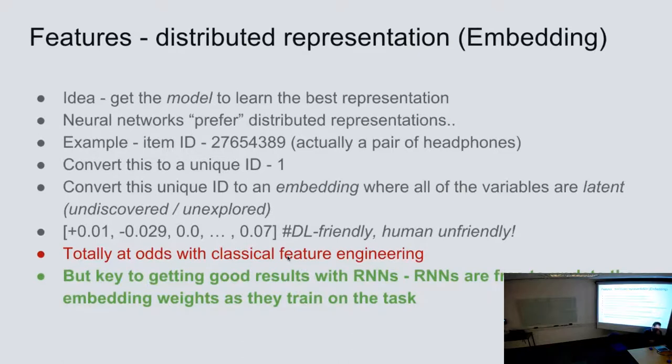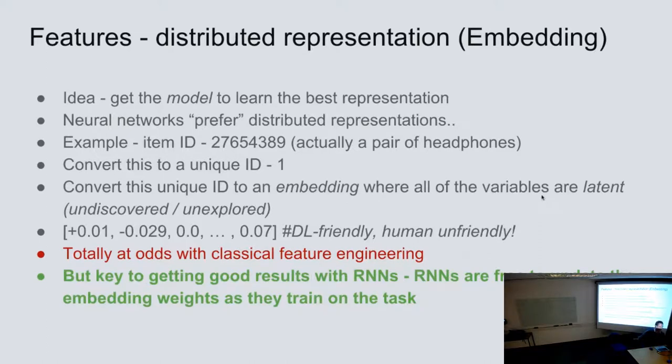Okay, I want to talk about embeddings real quick, and then we'll have a look at one live. We said we want the model to learn the best representation. Neural networks tend to prefer distributed representation. So if I had a pair of headphones, I wouldn't start feeding in the price of the headphones, some kind of categorical variable for whether it was noise cancelling or not, or a value for whether it's black or silver. What I actually do is take the item ID, an example ID from the dataset, convert it to a unique ID, and then convert that unique ID to an embedding, where I basically tell the model, hey, you go away and figure it out.